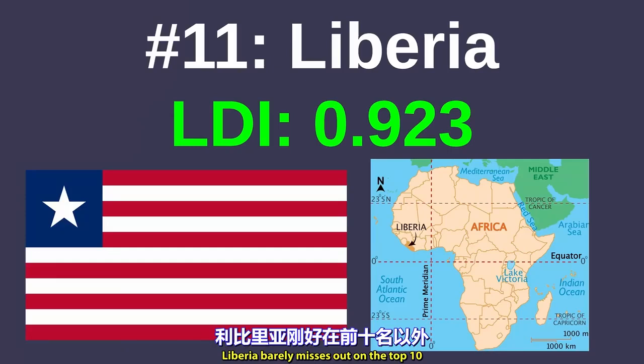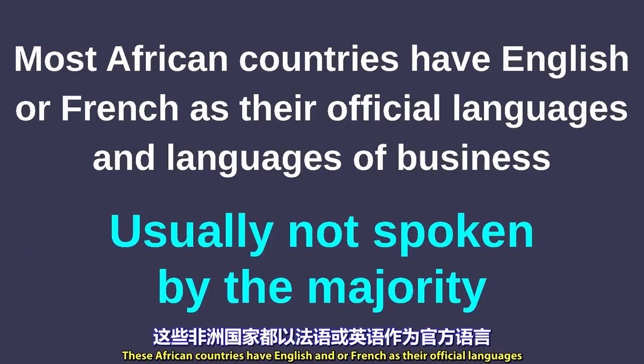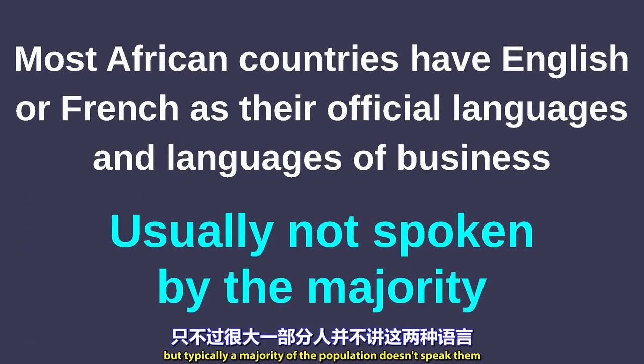Liberia barely misses out on the top 10, though it does have the highest linguistic diversity out of any country in the Western Hemisphere. These African countries have English and/or French as their official languages, but typically a majority of the population doesn't speak them.